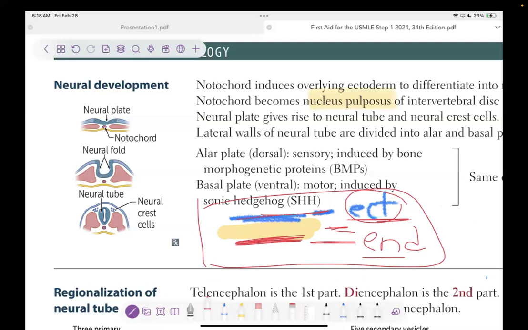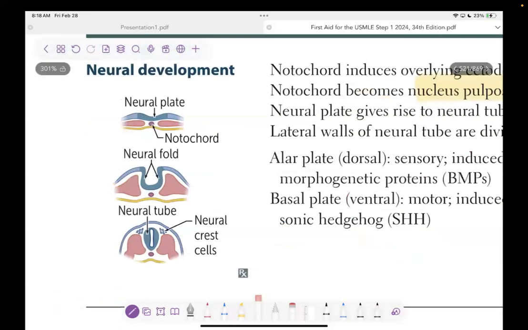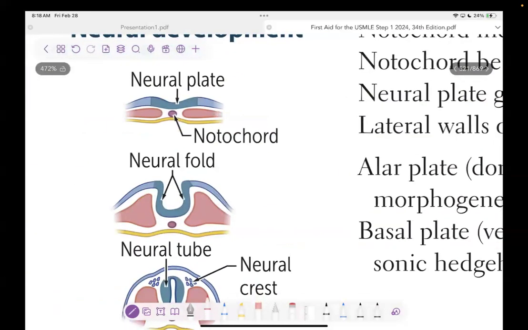We say that in this layer, which is called mesoderm, on day 19 of development, which is in the middle of the third week, notochord is developed. Notochord is a pattern in the middle of the mesoderm, and this notochord helps ectoderm to make a nervous system.